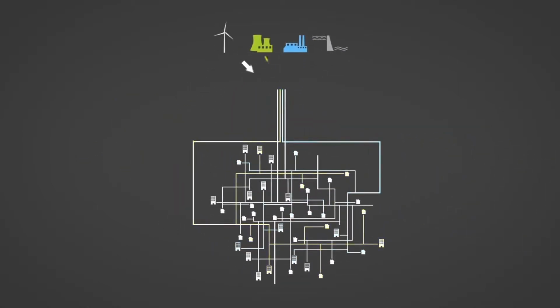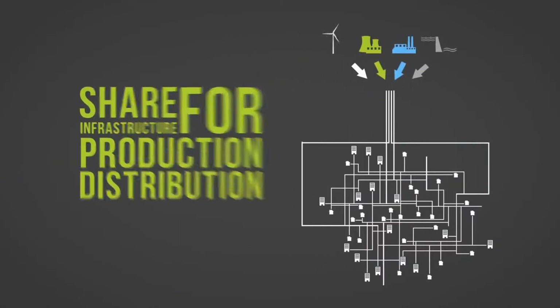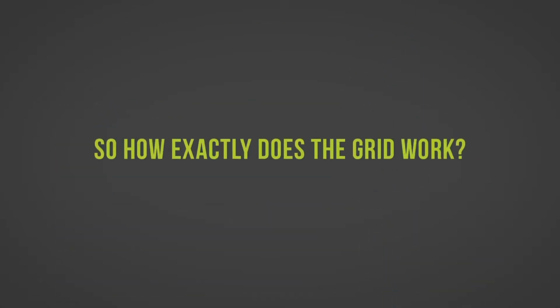The modern grid was invented to allow various producers to share infrastructure for production and distribution, which led to increased reliability and lower costs. So how exactly does the grid work?